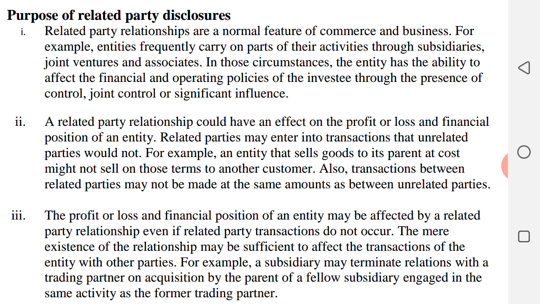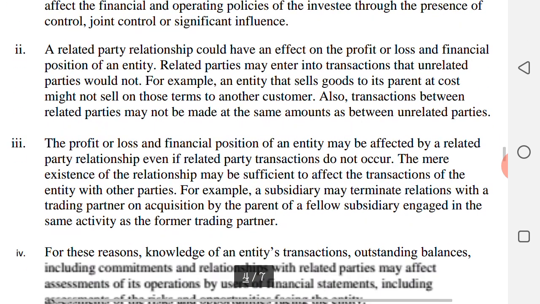Related party relationship could have an effect on profit or loss and financial position of an entity. Yes, because the price that will be charged during related party might not be at arm's length, so it must affect the profit or loss. So that is the reason why we must disclose the related party transaction.